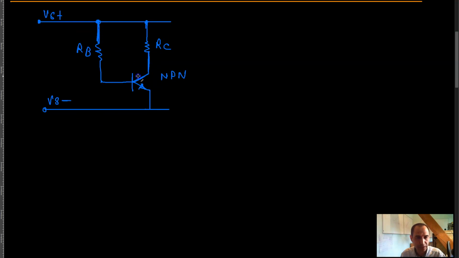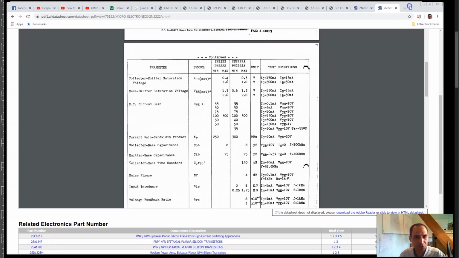Now, depending on how much current is going through your base, some amount of current is going to be going through your collector, meaning there is this I of B over here, and this I of C, which goes through this path over here. There is a relationship between these two: I of C to I of B is equal to beta. You can also call it H of Fe. For different transistors, of course, the value of this beta is different.